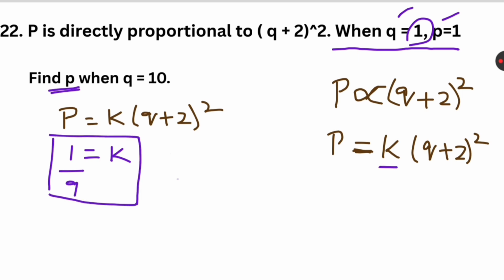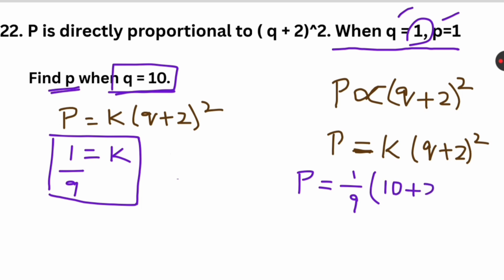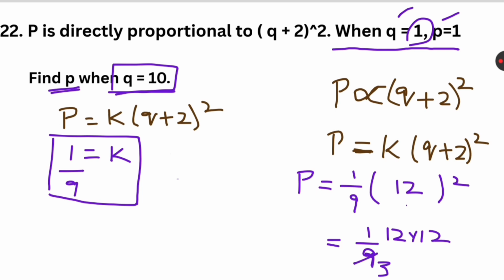So let's substitute here to find the p value. So p equal to 1 over 9 times q. They said to find p when q equal to 10. So let's substitute q as 10 plus 2 whole raised to the power of 2. 10 plus 2, which is 12. 12 power 2. So that means you have to write 12 two times. 12 times 12. 3 3s are 9. 3 4s are 12. Again 3 4s are 12. So finally what we got, 4 times 4 is nothing but 16. So the p value is 16.